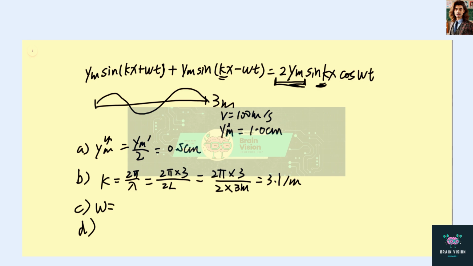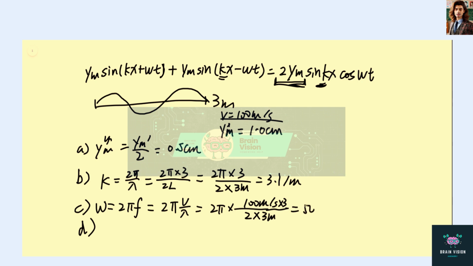Now omega. Omega equals 2 pi f. So what is f? Well, the speed of travel and the wavelength are known, so we can find it by f equals speed over lambda. So it's 2 pi times 100 meters per second, where lambda again is 2L over 3. So we have a frequency of 50, but we also have to multiply by 2 pi. It is roughly 314 radians per second.